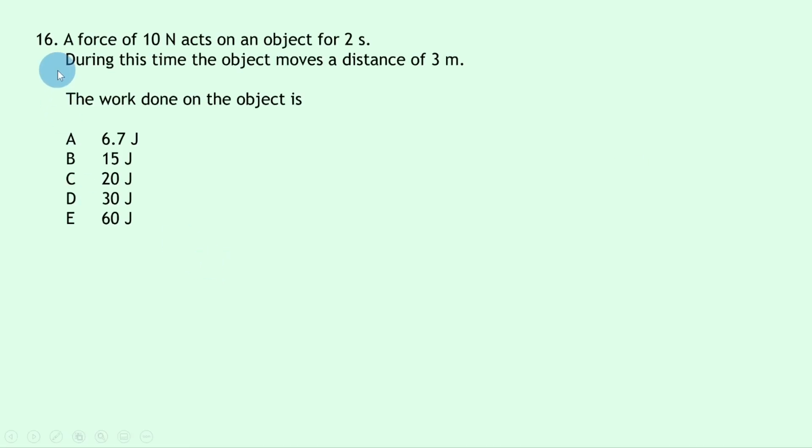Moving on, question 16 says that a force of 10 newtons acts on an object for 2 seconds. During this time, the object moves a distance of 3 meters. The work done on the object is, well, remember our equation for work done, W equals F times d, so we can substitute in the numbers for the force of 10 times the distance of 3 meters, and that's simply going to give us 30 joules. So our answer is D. And notice that the 2 seconds there, the time, is a distractor.